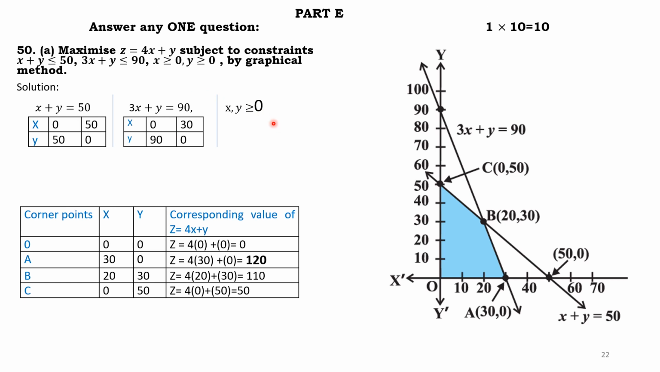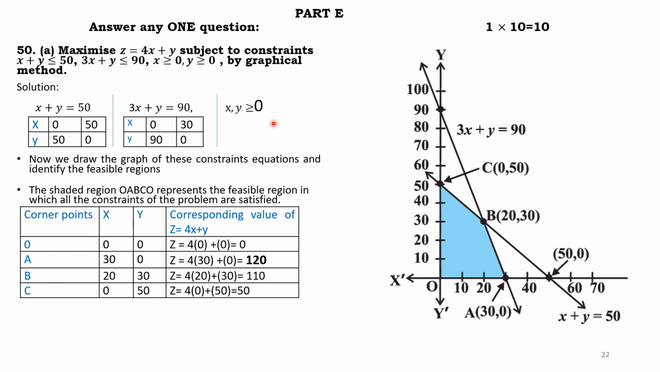Hence we will find the values of x and y. When x is 0, y is 50, and when y is 0, x is 50. Similarly, when x is 0, y is 90, and when y is 0, x is 30. So we will mark the equations and draw the graph as it is.